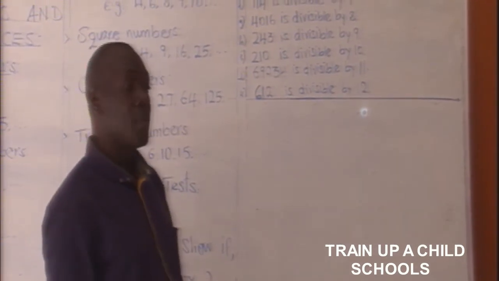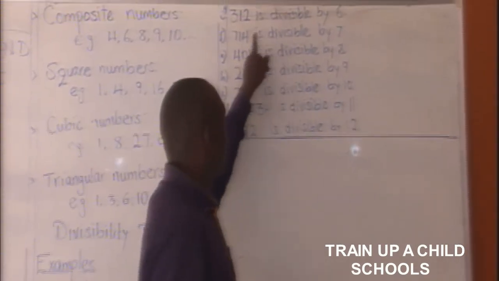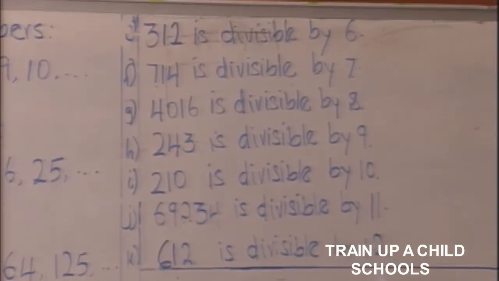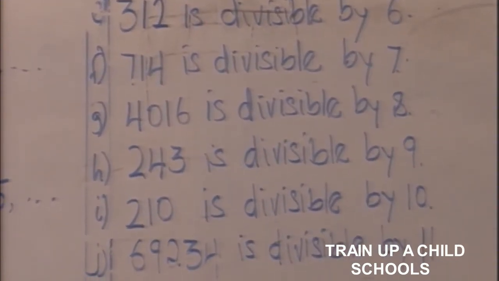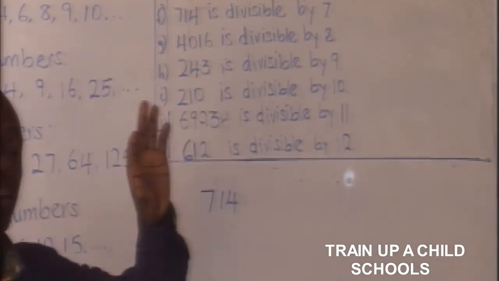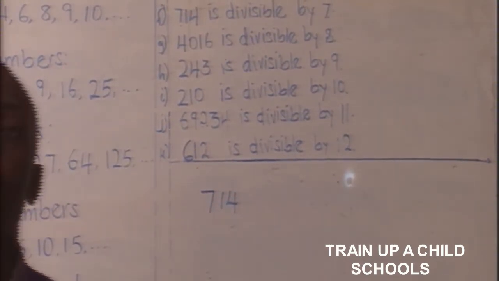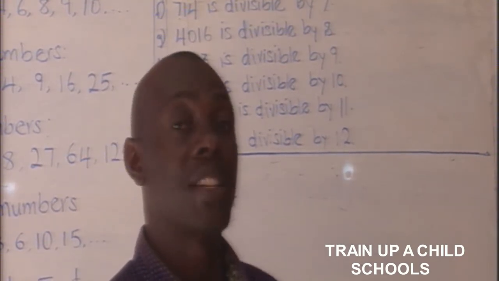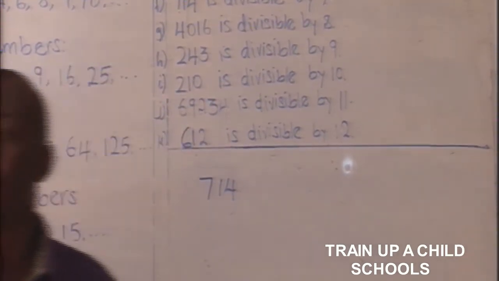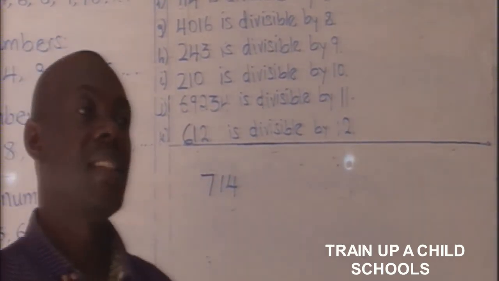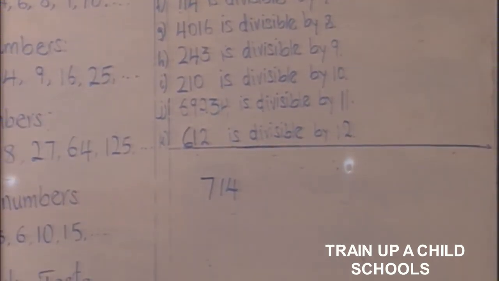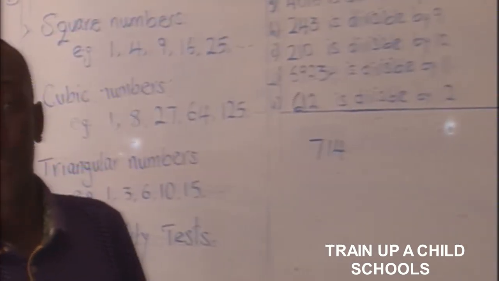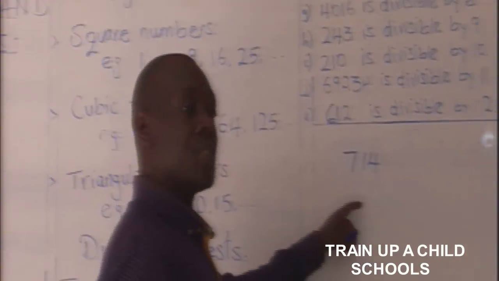A number is divisible by 7 if the digit under the place value of 1s is doubled, and the result is subtracted from the figure formed by the remaining digits, leading to either a 0 or a multiple of 7. It's a lengthy thing, but bear with me because you must know.